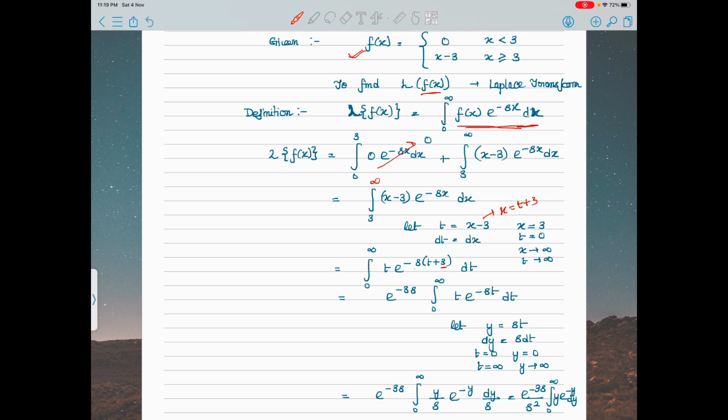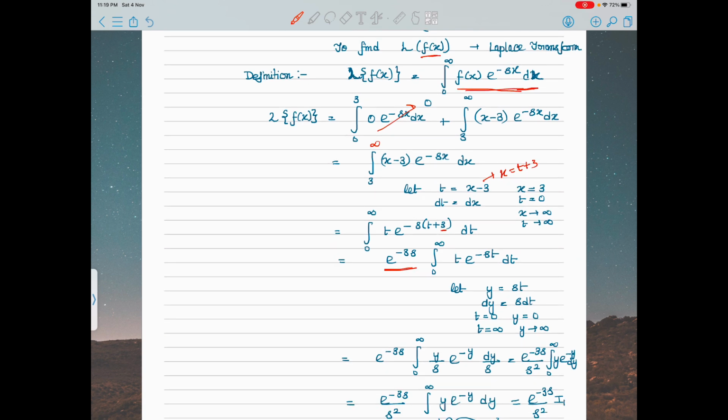From here it is clearly seen that e to the power minus 3s can be taken outside the integral, because the integral is with respect to t, not with respect to s. Therefore it can be taken outside. So e to the power minus 3s comes here, times the integral from 0 to infinity of t e to the power minus st dt. This is the integral which we finally get.